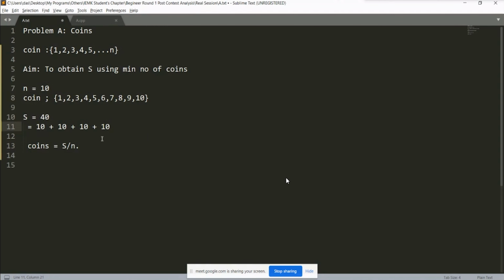And there is another case here. This was the case when S was totally divisible by N. See, 40 is divisible by 10. So we would need 40 by 10, which is equal to 4 coins.